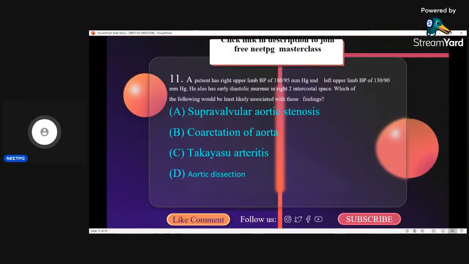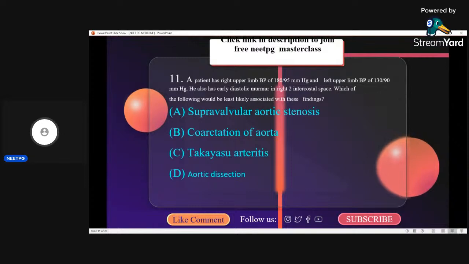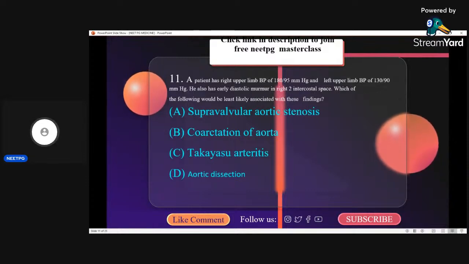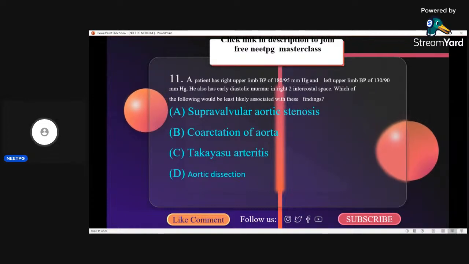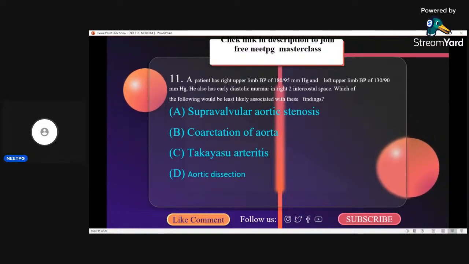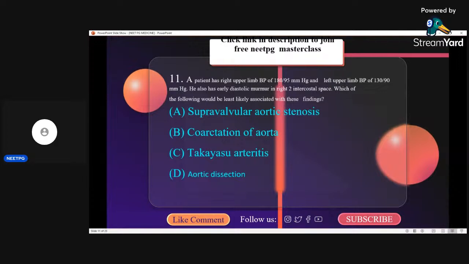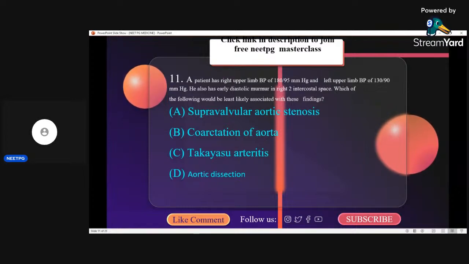A patient has right upper limb BP of 180 by 95 millimeter of mercury, left upper limb BP 130 by 90. He also has early diastolic murmur in right second intercostal space. Which of the following would be least likely associated with these findings? A. Aortic dissection.